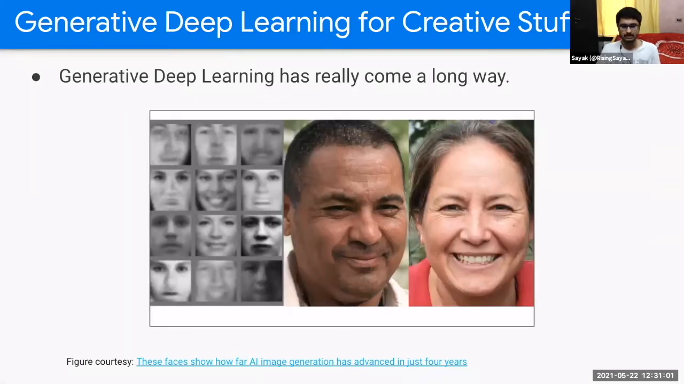So to put things into perspective, generative deep learning has really come a long way. Back in 2014, on the left hand side, we can see some faces appearing, but the quality is not really good. And on the right hand side, we are seeing faces of people that do not even exist, and these faces are generated by state of the art generative adversarial networks. It's almost impossible for human beings to tell that these persons do not exist.